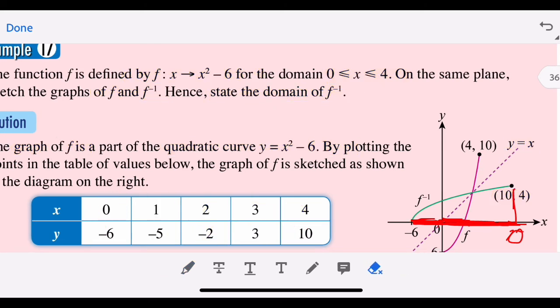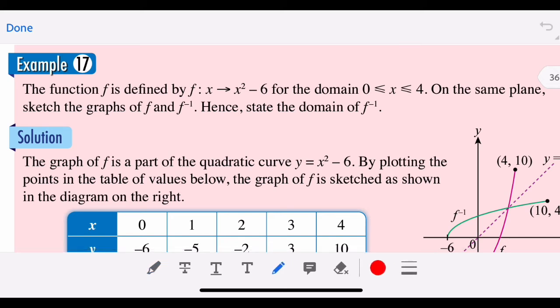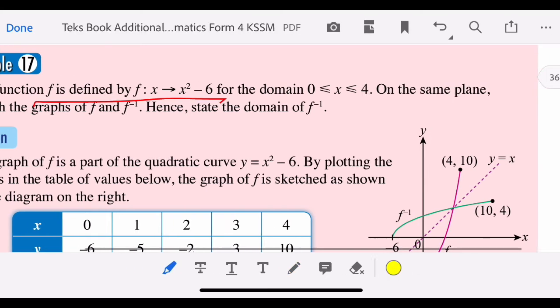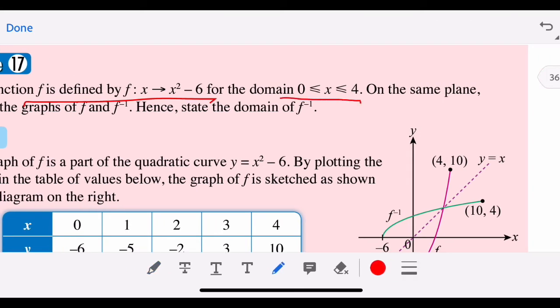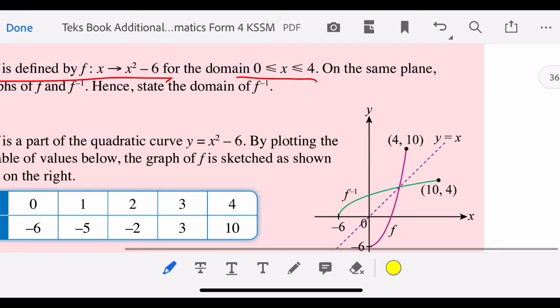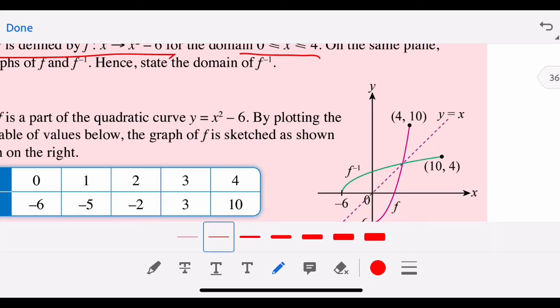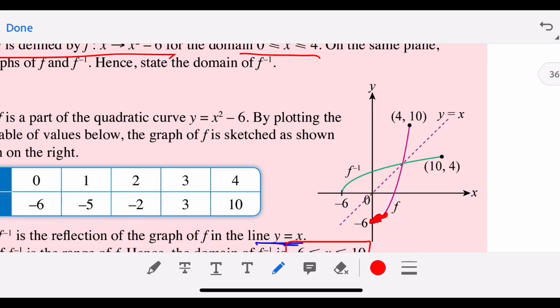So let's see this example. Some of you are actually not so sure about this. The graph of f is defined as f(x) equals x squared minus 6, and the domain is x from 0 to 4. So let's see x squared, the original graph, x squared minus 6. Where is it? It's in red color, so I draw again. So this is the graph.